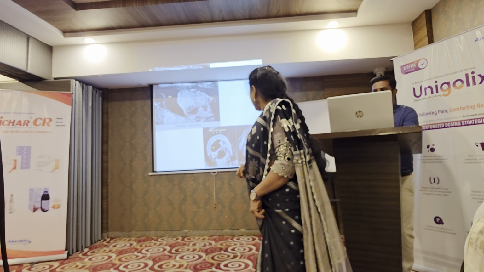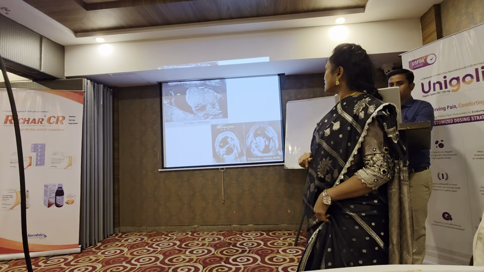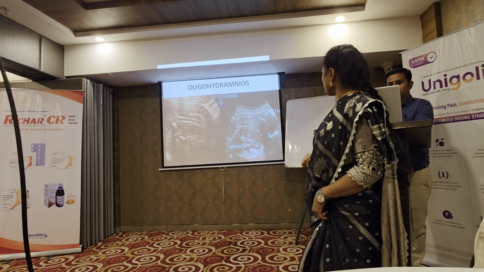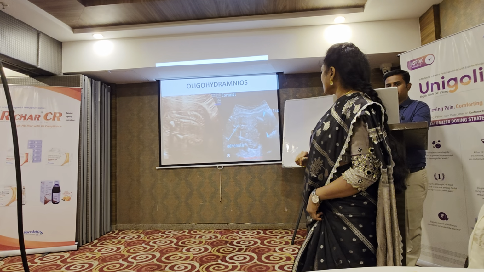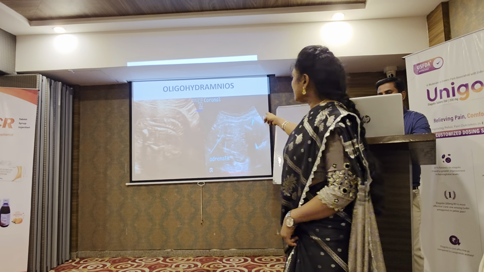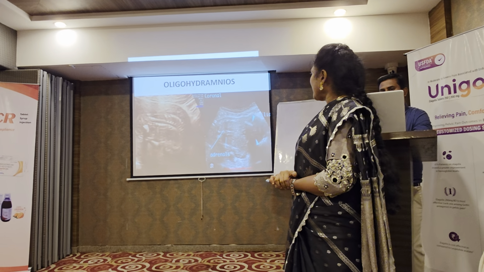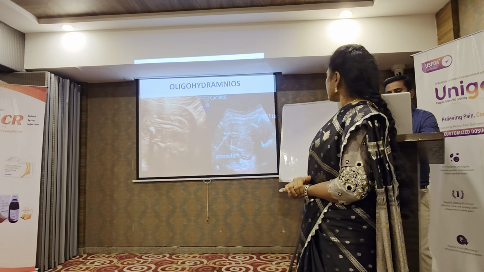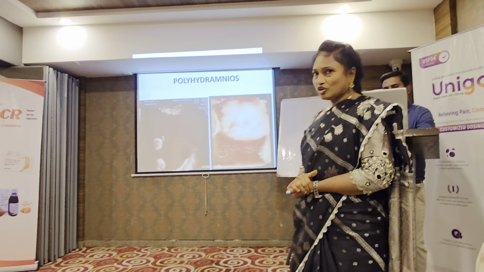This is again ascites, hydrops, in a case of Rh negative pregnancy. Next one. Oligohydramnios, where I think we can see only the adrenals, bilateral renal agenesis. Next one. Polyhydramnios.